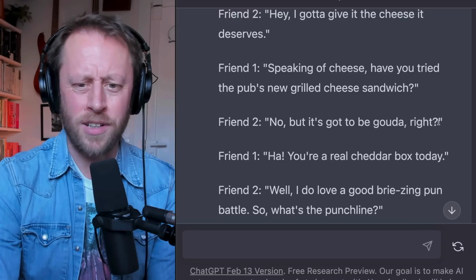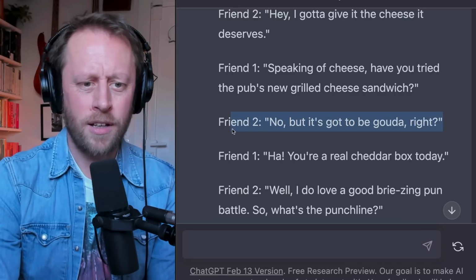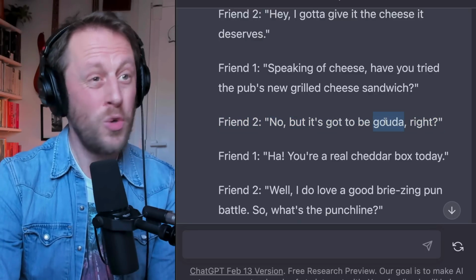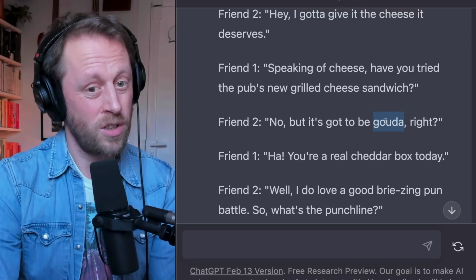Oh my God, it's coming up with some incredibly cringeworthy dad jokes. Gouda is a form of cheese. It's got to be Gouda, right? It's got to be good.